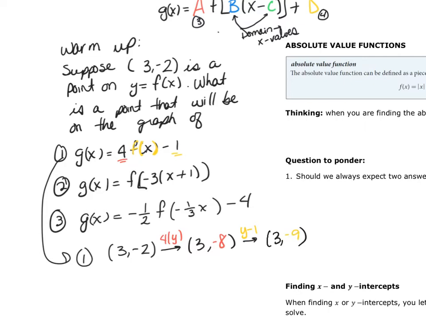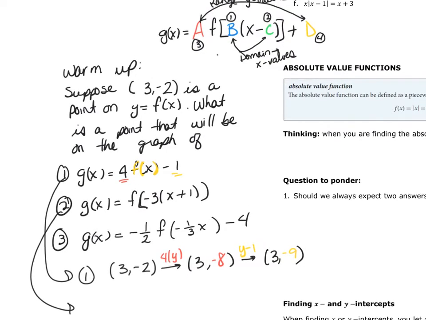Now let's take a look at number 2. I've got to figure out what I have. If I look at number 2, and I compare it to my transformations above, this -3 is B, and this +1 is C. So these are messing with my domain. They're going to change my domain values. That means I'm going to be changing my x values.